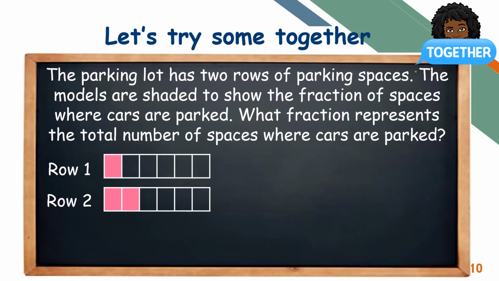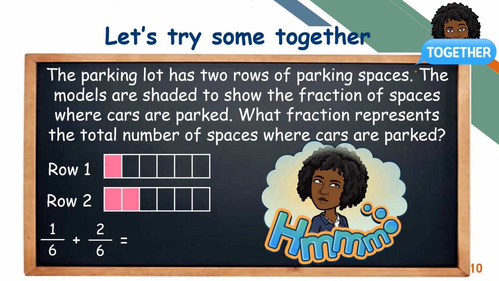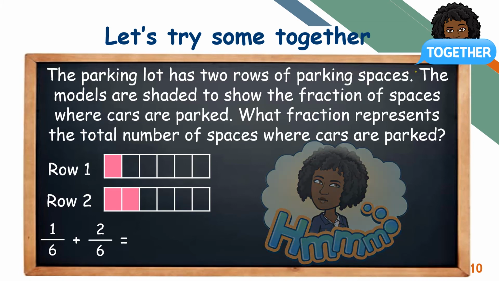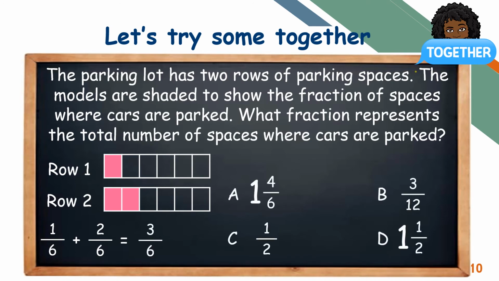The problem and the models show 1/6 plus 2/6. Now, answer the problem you just wrote. If you got 3/6, then you are correct. Now look at the answer choices. I don't see 3/6 as a choice. Which answer is equivalent or shows 3/6 in simplest form?